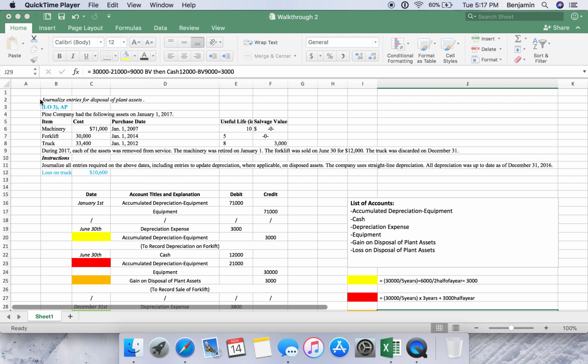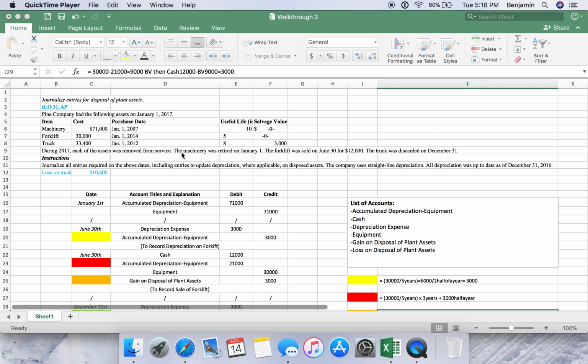As you can see, I've transcribed everything from the book here, and we are supposed to journalize entries for the disposal of plant assets for Pine Company. They had the following assets here: machinery, forklift, and truck on January 1st, and throughout the year the assets were removed from service. So for the first one, we need to journalize it.